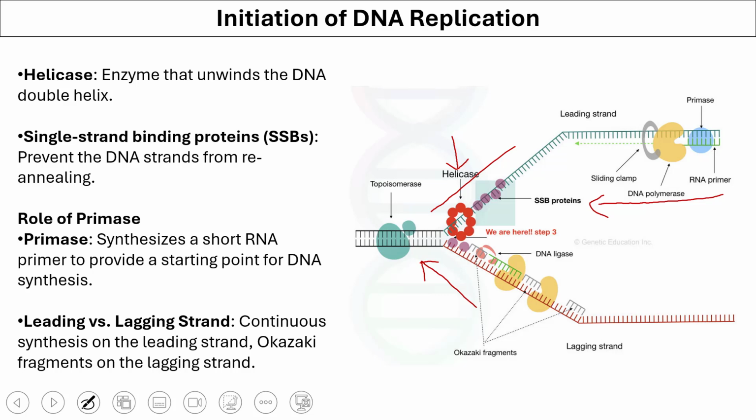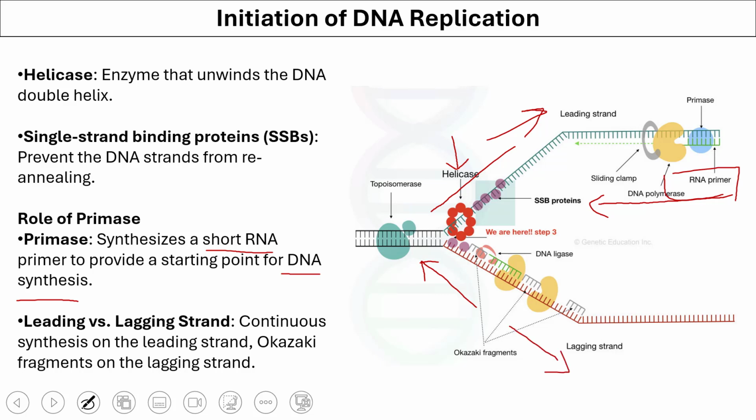Another important enzyme is the primase. Primase builds a short strand of RNA at the beginning of DNA replication. Once this short strand of RNA is built, then DNA polymerase can come and start bringing nucleotides for synthesis of the DNA strand. The DNA replication occurs simultaneously on the two strands, the leading strand and the lagging strand.